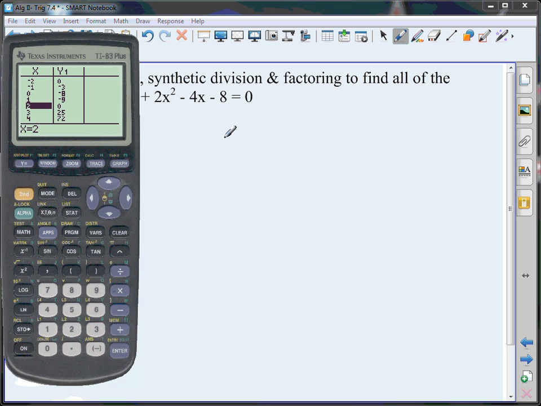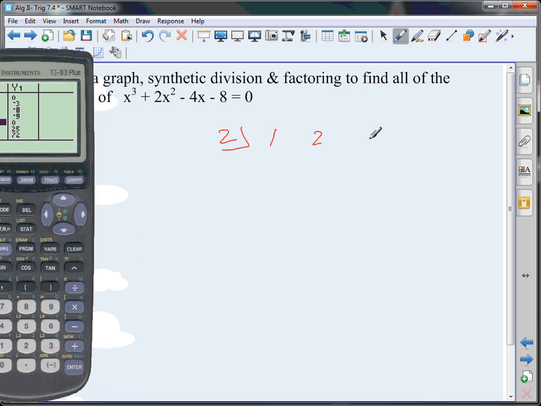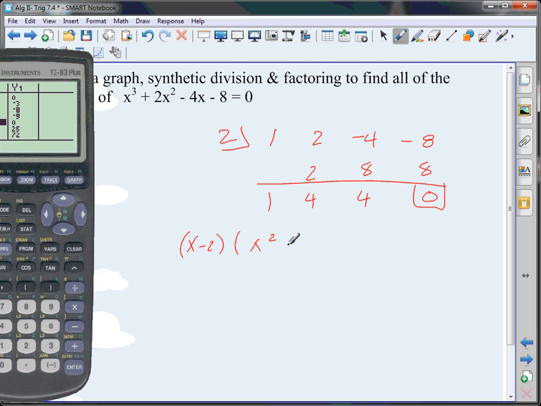So I use synthetic division. Put 2 in the box. 1, 2, -4, -8. Box down here. This should be a 0. Bring down the 1. 2 times 1 is 2. 2 plus 2 is 4, 2 times 4 is 8, -4 plus 8 is 4, 2 times 4 is 8, -8 plus 8 is 0, so I did it correctly. X minus 2 from this. X squared plus 4x plus 4 equals 0.